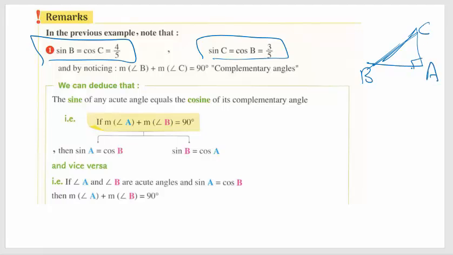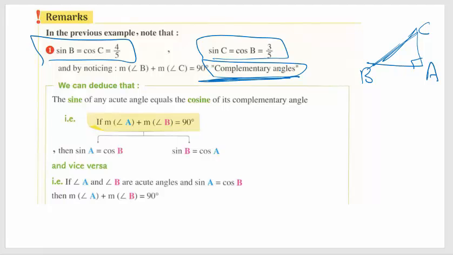As we said before, the sum of the interior angles of any triangle equals 180 degrees. So when I say that the measure of angle A equals 90 degrees because it's the right angle, I can easily find that angle B plus angle C, their sum, will be 90 degrees. If I have two angles whose sum is 90 degrees, then I can say that they are complementary angles.